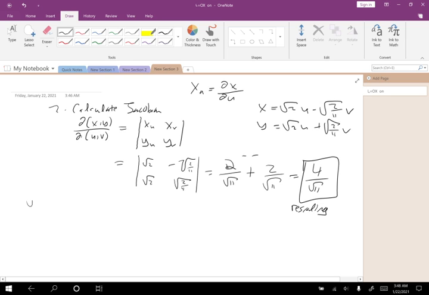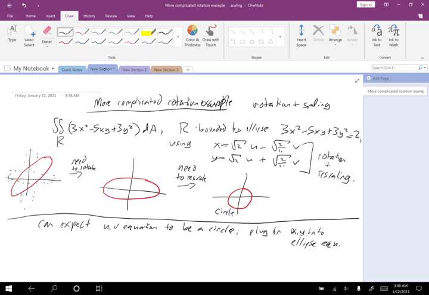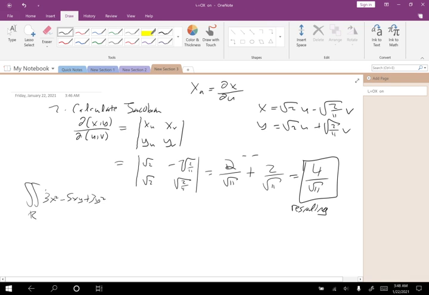Okay, so now we can do our integral. So our integral over R of 3x squared minus 5xy plus 3y squared, I think that's what it was. Yes. dA, really our dx dy. Now if we transform, this is now an integral over R bar. Remember, this was the ellipse. This is now the circle.